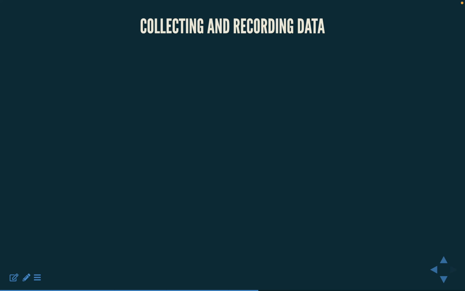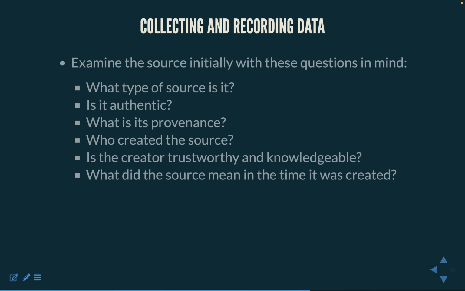The first stage in your data collection process is to establish the authenticity of evidence. In many cases, this will have been done depending on where the source was located, but it may have been done in relation to your investigation. We need to examine the source initially with questions in mind. What type of source is it? Is it authentic? What is its provenance? Who created the source? Is the creator trustworthy and knowledgeable? What did the source mean in the time it was created?